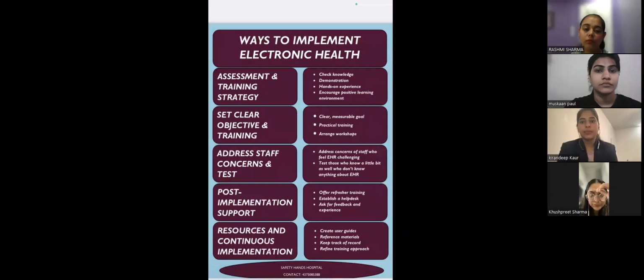Set clear objectives and training for the EHR. So firstly, we need to define clear and measurable learning objectives for each section. Make sure the objectives align with the hospital's overall goals for implementing the new EHR software, as well as we need to organize the training sections and workshops for all the staff members to understand about the EHR software.